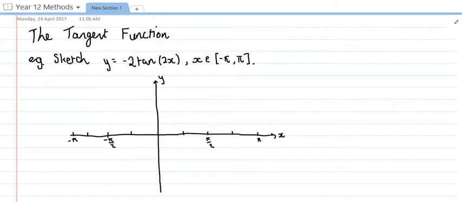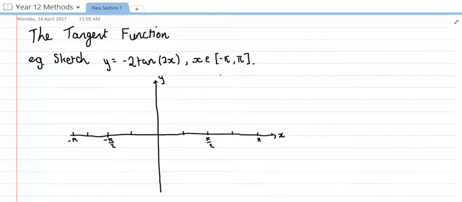Remember that when we're talking about tan, we don't talk about an amplitude because it doesn't have one. So that too, you notice I haven't put a scale on my y-axis, it's just going to have no impact on the graph at all. And this too here is dilation by a factor of half from the y-axis, which means that it's half as wide as what it used to be. We're also sketching between negative pi and pi, so that's a little bit different as well.